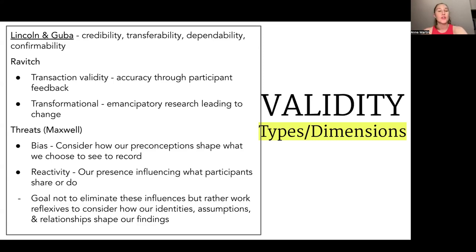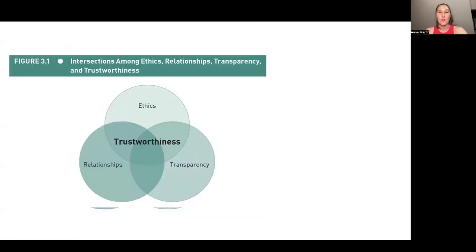Reactivity. So this has to do with, in qualitative research, we're in the field, we are interacting with people and participants in their natural settings. And so thinking about how our presence influenced what participants shared or did not share. And again, the goal is not to eliminate these influences, but rather work them into our design through reflexivity. That's going to be a major theme in these readings, to consider how your identity, assumptions, and relationships shape your findings.